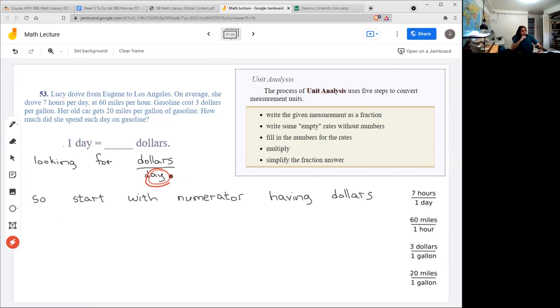If I accidentally put dollars in the denominator, I'm going to confuse myself. So let's start with the one that has $3 per gallon. I've used up that one. Now I want dollars per day. Do I have dollars per day? No, I have dollars per gallon. So I'm going to cancel out my gallons.